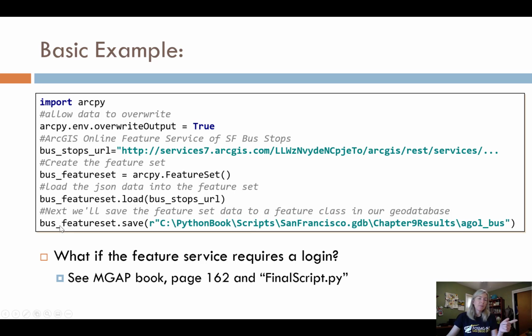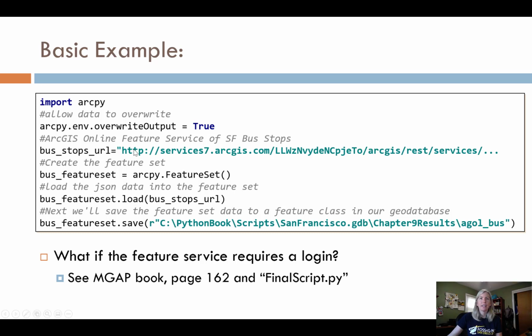So you can take data from online and do FeatureSet.save. Now what this will do is save a static copy to your local machine, in this case into this geodatabase. But what you're doing there is kind of defeating the purpose of using online data, because once you save it, it's static and it's disconnected from the feature service. So if the owner of the data went back and updated the bus stops online, then your saved version would no longer see those updates. So you can save it, but just be careful about when it would make sense to save it or not.